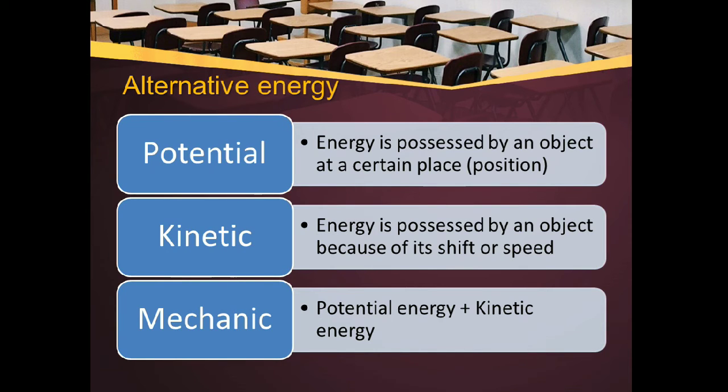Alternative energy. First, potential. Potential energy is possessed by an object at a certain place or position. Second, kinetic. Kinetic energy is possessed by an object because of its shift or speed. Third is mechanic. Mechanic energy is potential energy plus kinetic energy.